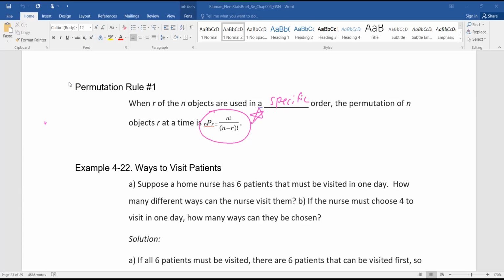Yes, so if it's a specific order, it's permutation and it's going to be this one. If order doesn't matter, then it's combination and it's going to be the other one. Go ahead.